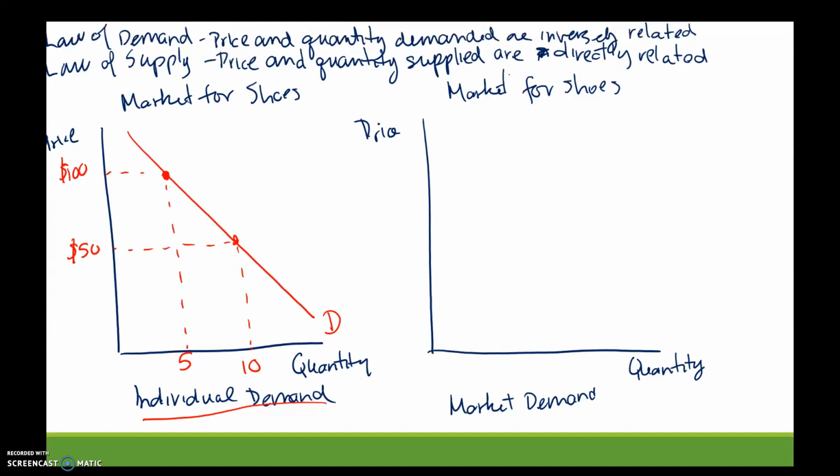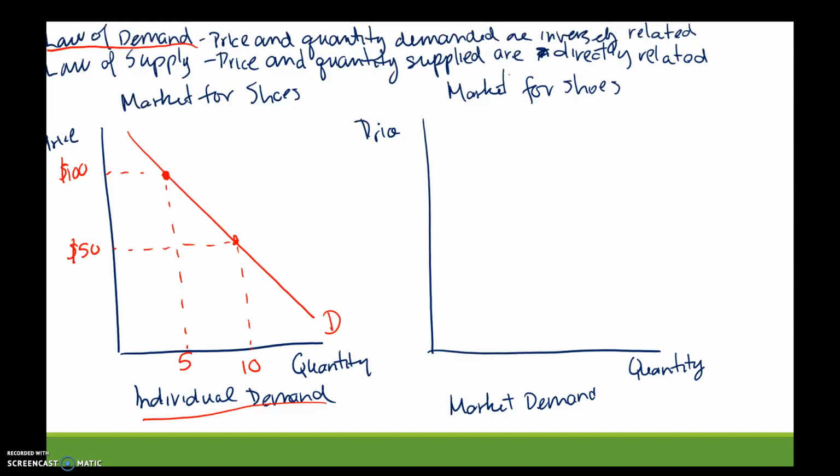So this is intuitively obvious to most students: if things cost more, you'll buy less. In economics, we call it the law of demand, and we say that price and quantity demanded are inversely related. Inversely meaning they go in the opposite way. One goes down, the other goes up.